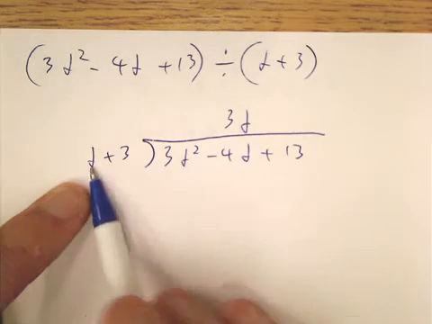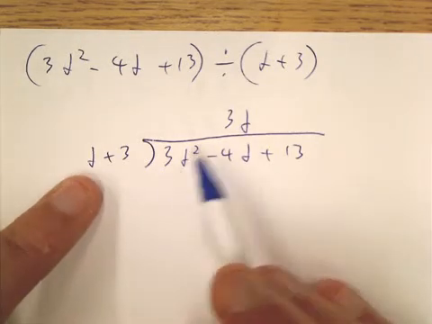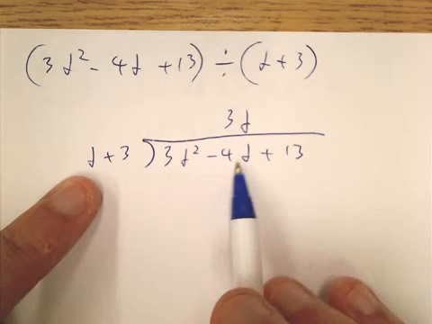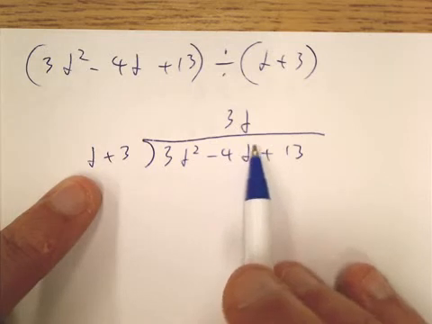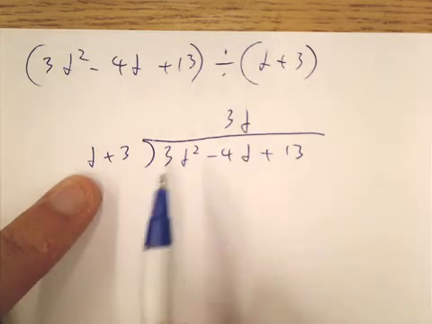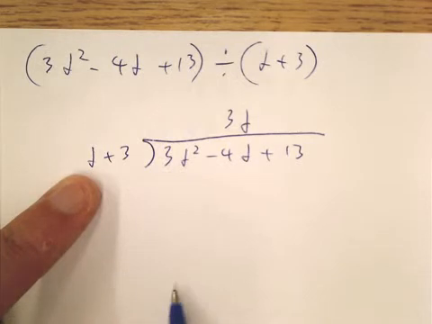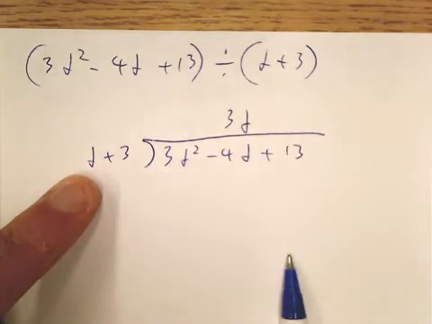Okay, so I say d times what will give me 3d squared, that's 3d. And I lined it up with basically the power of d that looks just like it. So all of my d squareds will go in this column, all of my d's will go in this column, and all my regular numbers will go in this column. And I'll follow that convention throughout.